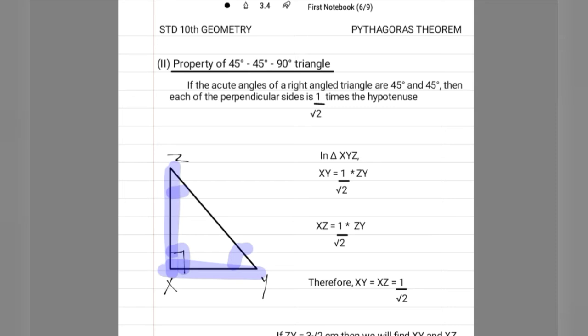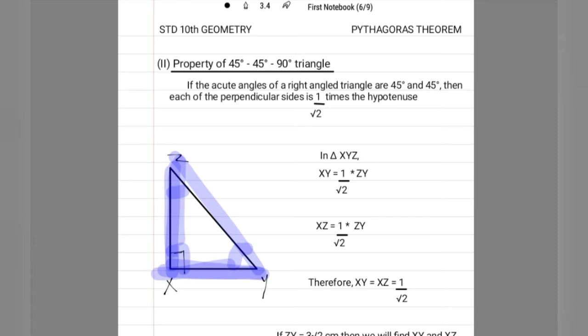The side opposite to equal angles is equal. Remember this. What they have said is that the perpendicular sides, that is this side and this side, are perpendicular to each other, right? And this is the hypotenuse. So the measure of the perpendicular sides will be 1 by root 2 times the hypotenuse. This is what the statement of the property says.